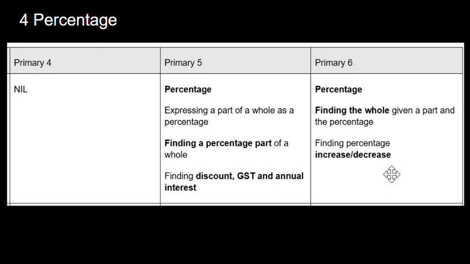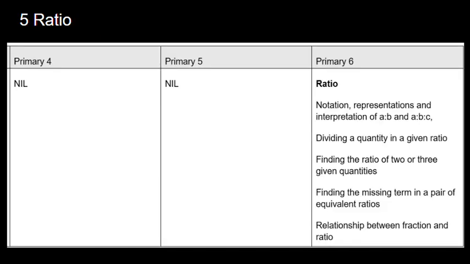Okay, so they also ask you to compare percentage increases or decreases. If this thing increased by 5%, in this case decreased by 5%, and so on. So that is covered in P5 and P6. Topic number 5 is actually ratio. So under the new syllabus, P4 and P5 don't touch on ratio. Ratio will start on P6.